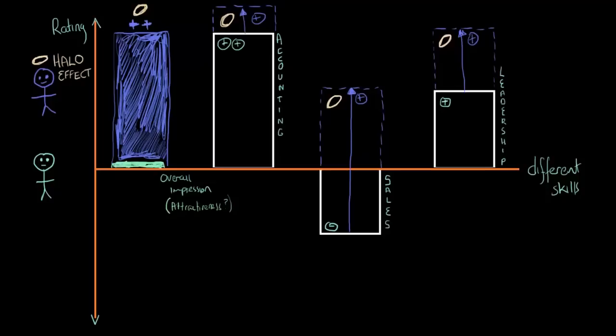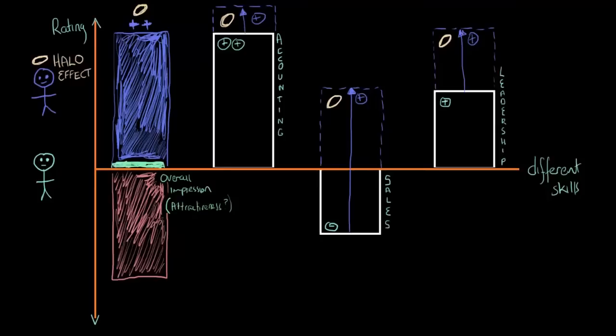On the flip side of this, imagine somebody to whom we actually think they are very weak. Our overall impression is actually very poor. Now here, the opposite thing can happen. Their baseline skills, and these individuals all have the same baseline skills, we can perceive them to be weaker than they actually are. So instead of them being very, very good at accounting, we can think that they're almost mediocre. And instead of them being bad at sales, we can perceive them to be awful, really bad. And the leadership, instead of being moderately good, may also take a hit.